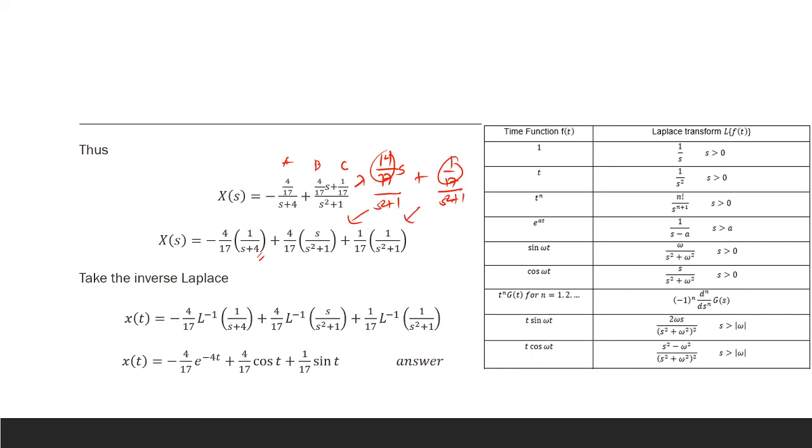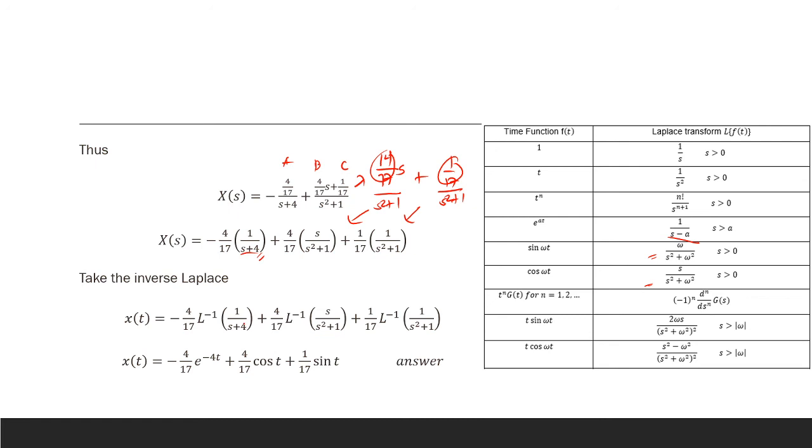Now, kung mapapansin, itong S squared plus 1, to be specific, yung S over S squared plus 1, that's a cosine. And then yung 1 over S squared plus 1, that is a sine naman. So, direkta class, kamukha niya na yung nasa table of Laplace transform natin. So, therefore, we can now take the inverse Laplace. So, first term muna tayo.